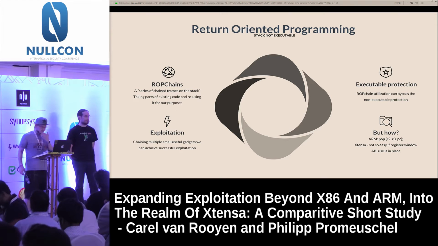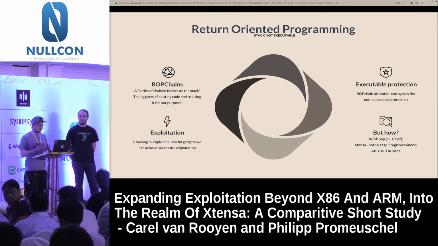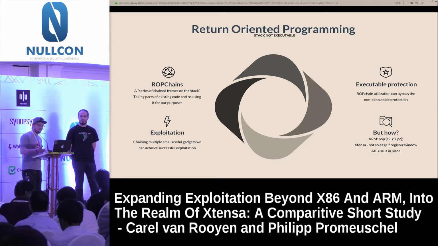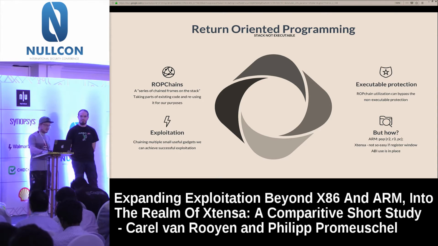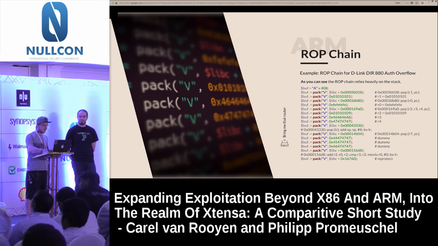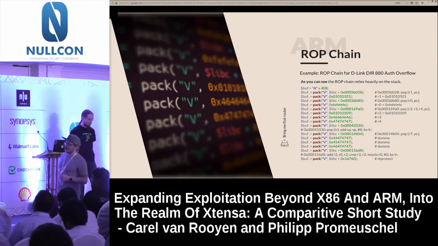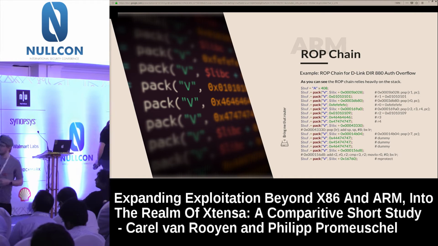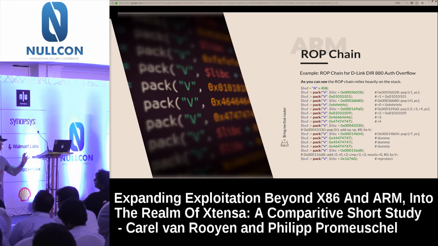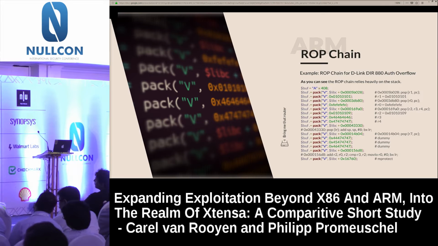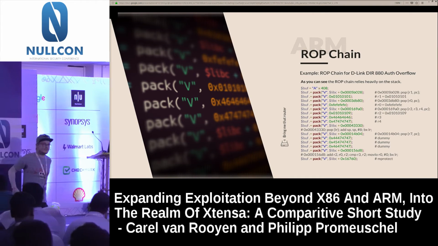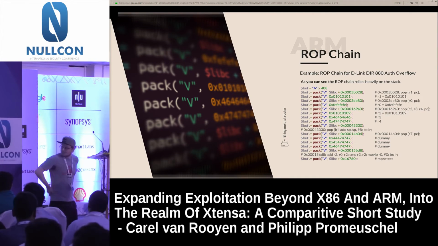So on Xtensa with the register window ABI, this is not really so easy, and we will demonstrate this on the next slides. That's your typical ARM ROP chain. Basically, you just prepare the values for calling the function mprotect and then jump to your shellcode. It's really simple. You just need to know what to do, and you have to bypass some null bytes. That's why we do the trickery here.